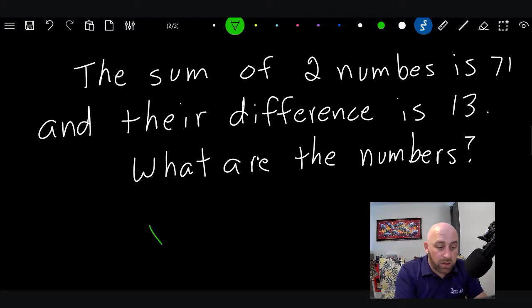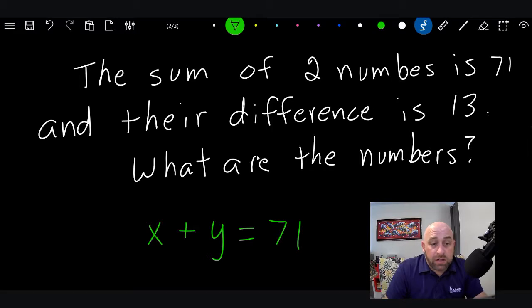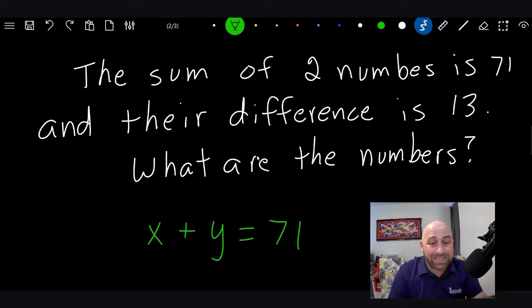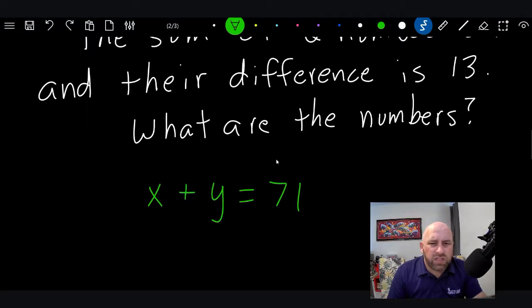The 2 numbers, we'll call them x and y, sum means adding, so x + y = 71. There's our first equation. The sum of 2 numbers is 71. Done deal, that was easy. The next section says their difference is 13. Whose difference? These two. Sum was addition; what does difference mean? Subtraction. And the answer is 13.